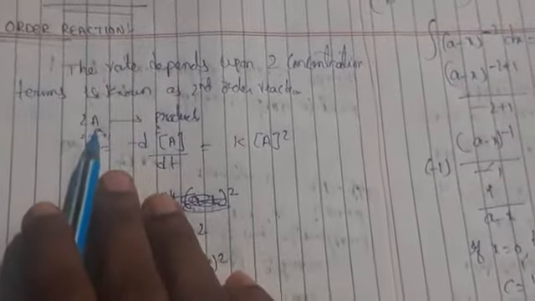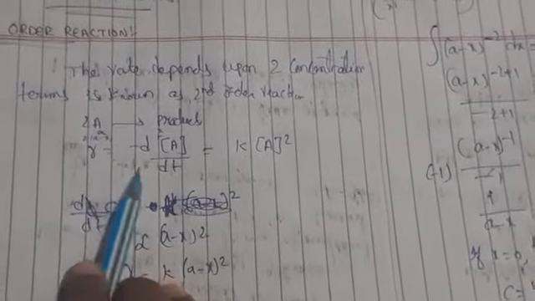So this is about the second order reaction. Let us see once again; I am going to explain it here. Generally, what is a second order reaction? The rate depends upon two concentration terms. We call it a second order reaction. So here 2A gives rise to products. Why? Because A plus A is 2A. So the rate of reaction is equal to minus d[A] by dt, is equal to k into [A] square.